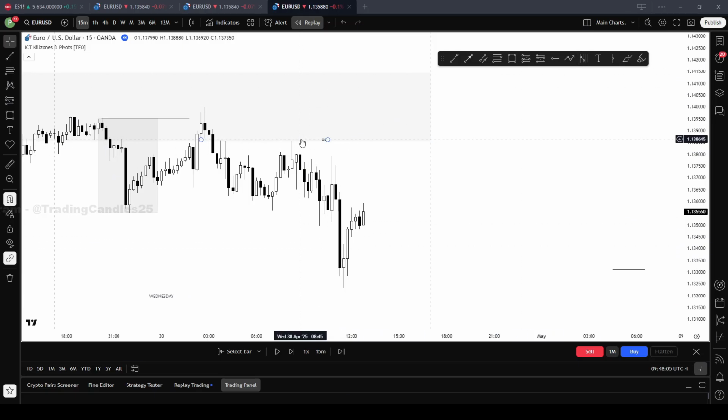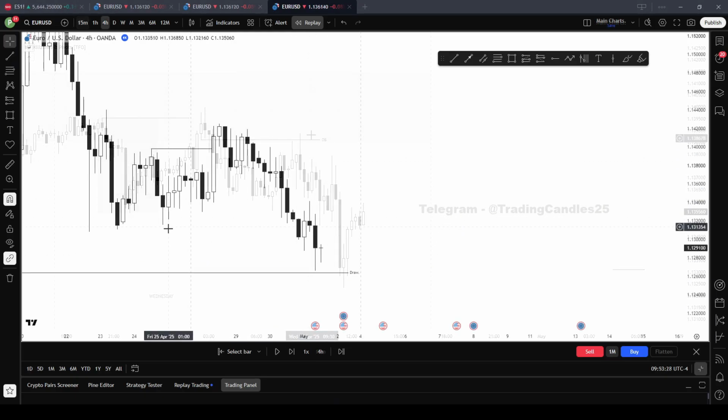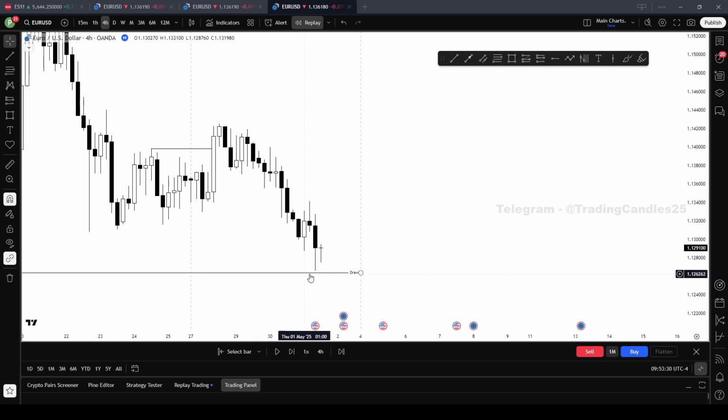It was tested right here, and I took my entry here with my stop loss above the order block, and I targeted a 3-hour trade. And once the order block was tested, you can see that it had a clean expansion lower. Then on Thursday, we still hadn't reached the high time frame drawn liquidity, and for that reason, my high time frame directional bias remained bearish, and I kept looking for bearish trade ideas even on Thursday.